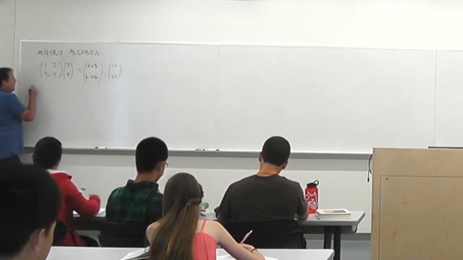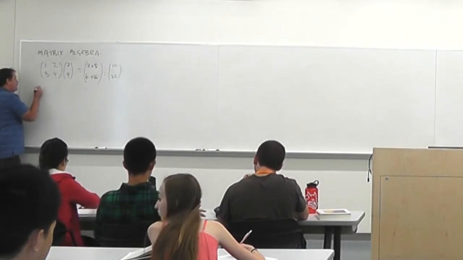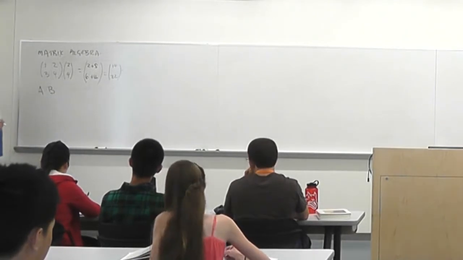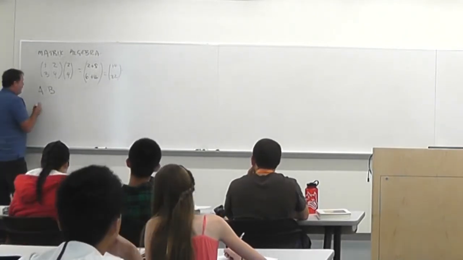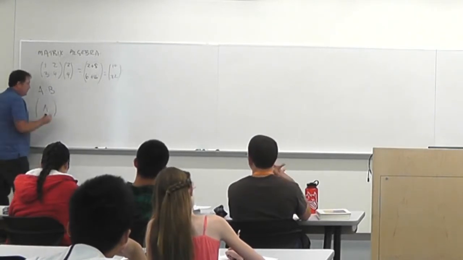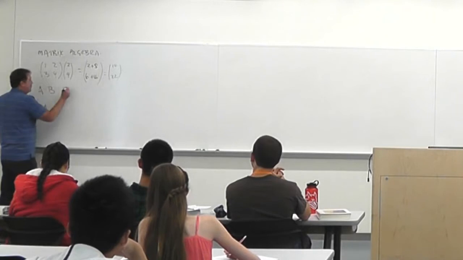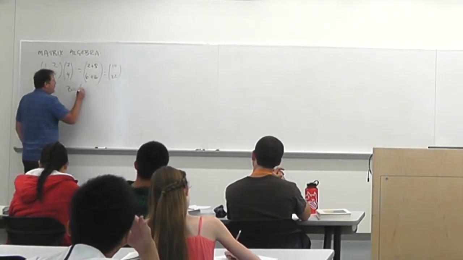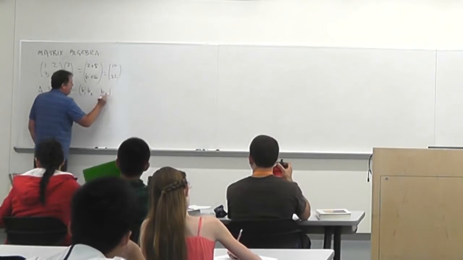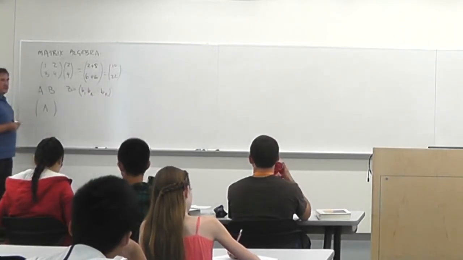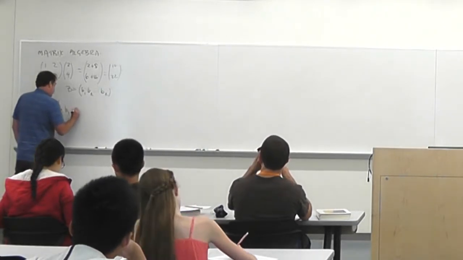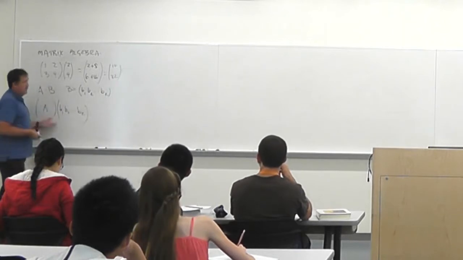Then we can generalize. If we have two matrices A and B, then their product is, I think of taking the matrix A, and thinking of B as column vectors B1, B2, up to BK. And I just do this for each of the column vectors, and I get the answer.